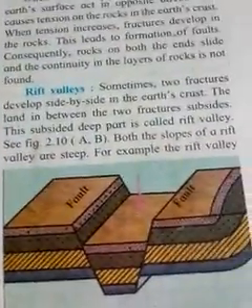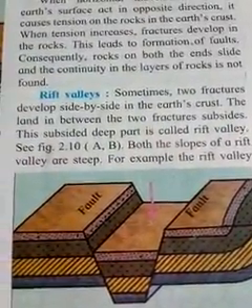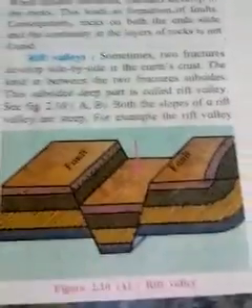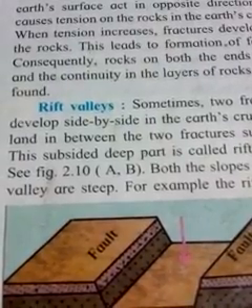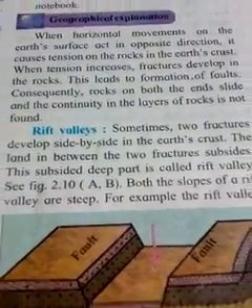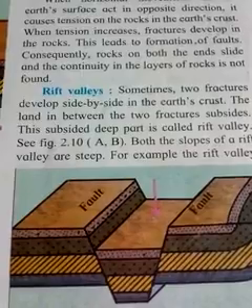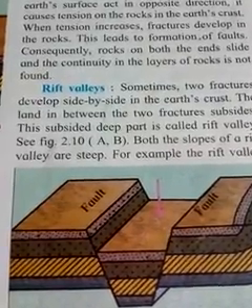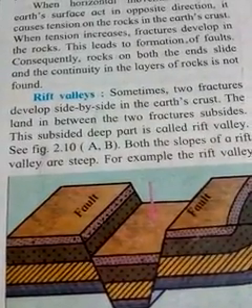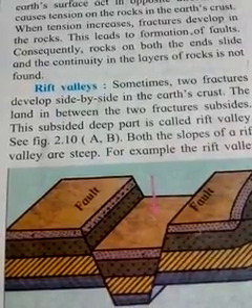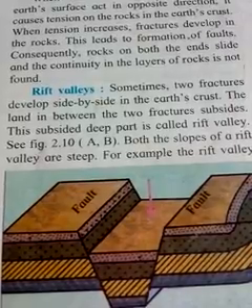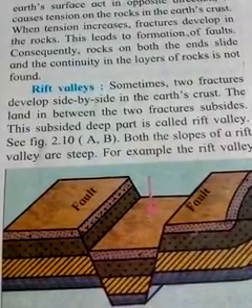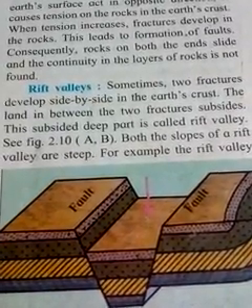Next, the rift valley. Sometimes two fractures develop side by side in the earth's crust. The land between the two fractures subsides. The subsided deep part is called a rift valley.